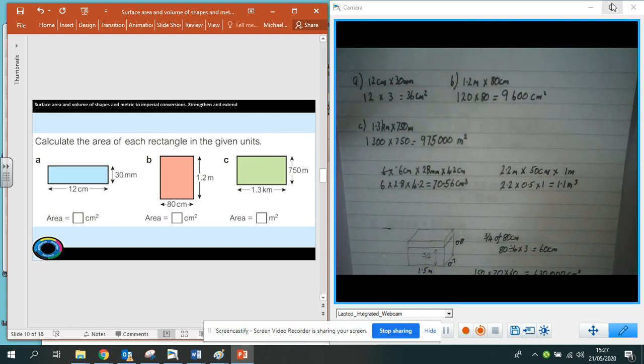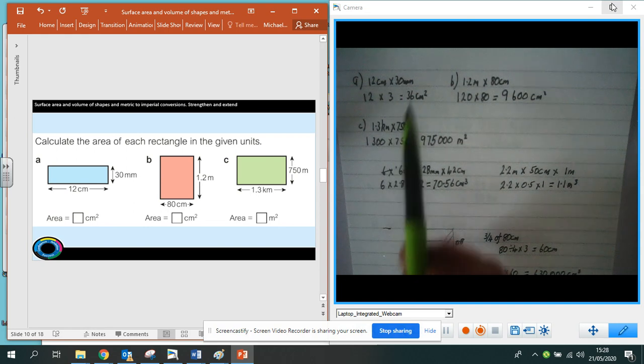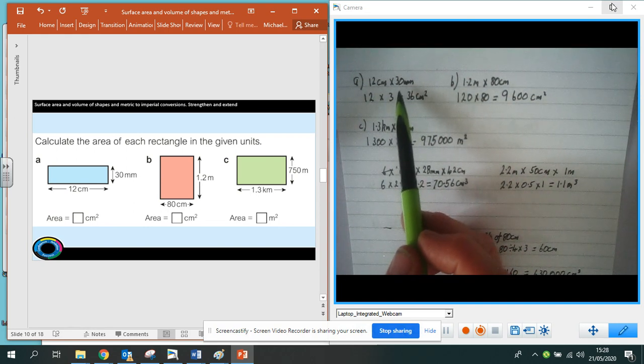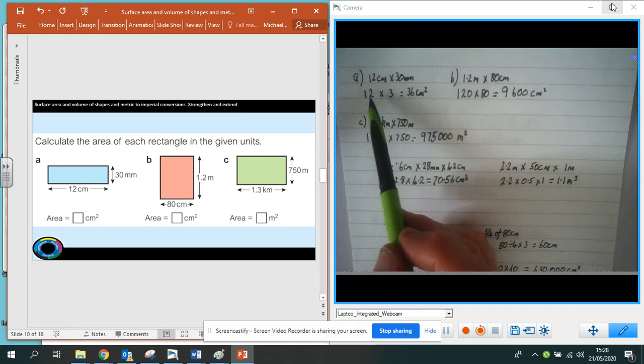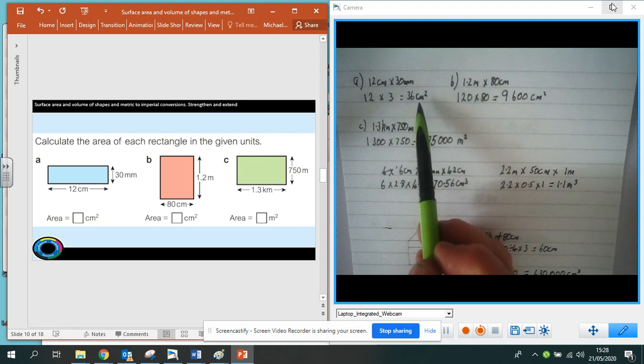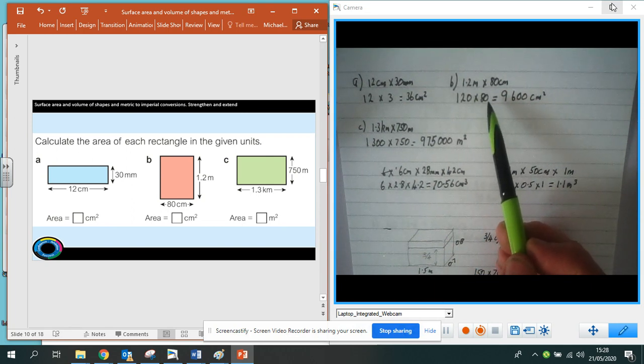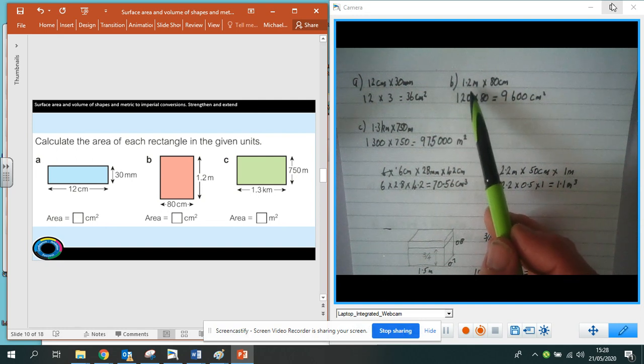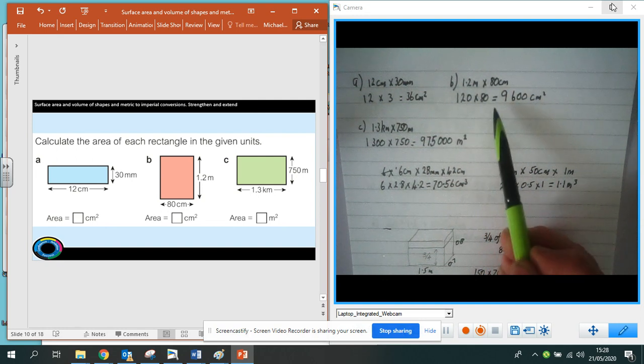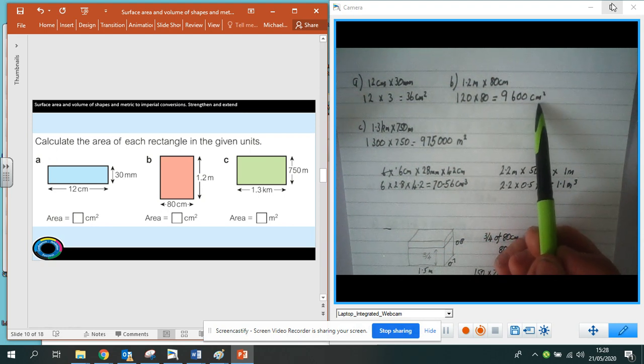The first one, you've got 12 centimeters times 30 millimeters. We're asked to give our answers in square centimeters, so I've turned the 30 millimeters into centimeters, so that gives me 12 times 3, which is 36 square centimeters. The next one, 1.2 meters times 80 centimeters. I've been asked again to give my answer in square centimeters, so I've got to turn the 1.2 meters into 120 centimeters, multiply those two together, and I get 9,600 square centimeters.